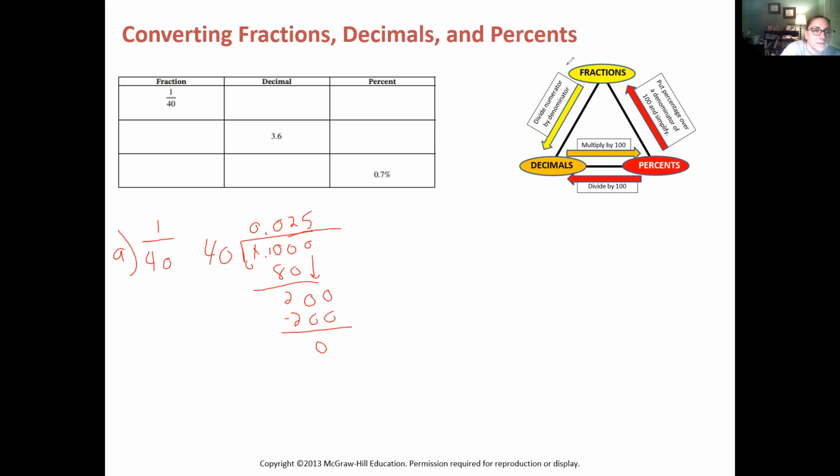The decimal is 0.025. Once you know the decimal, you can find the percent. 1, 2. So 2.5%. So once you have one, you can find the others. Let's look at B.